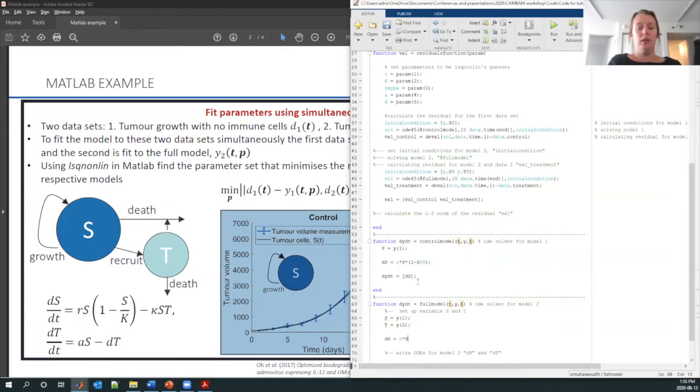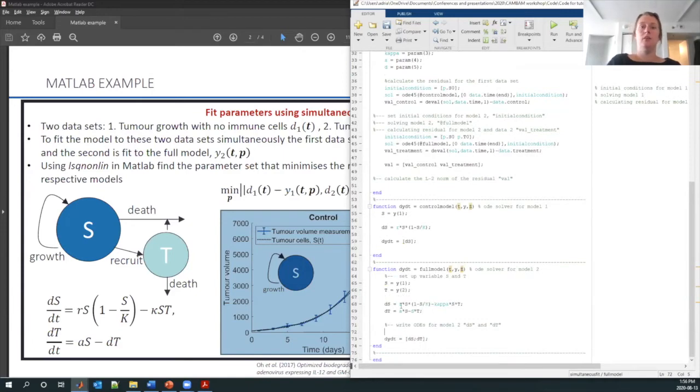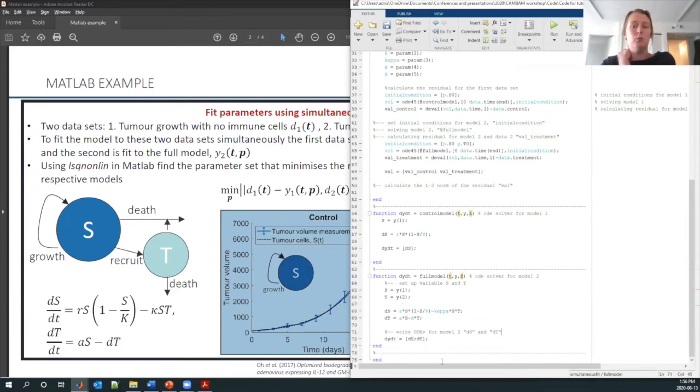So r times s times (1 minus s on k) minus kappa times s times t. And a times, oops, sorry, so just dt equals a times s minus d times t. And then the last thing we want to do is send the solution or these ODE forms up here.